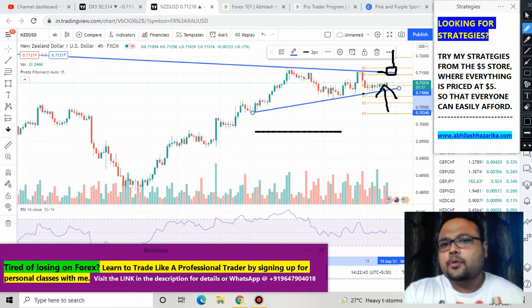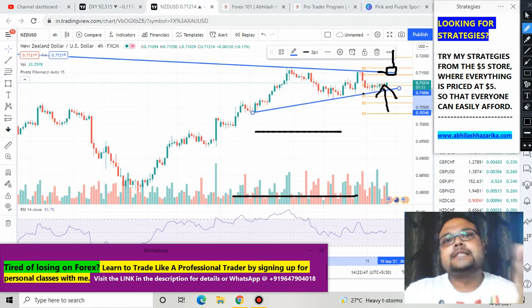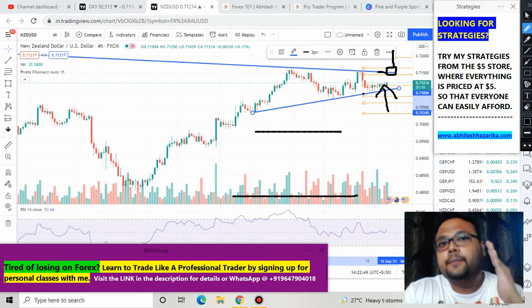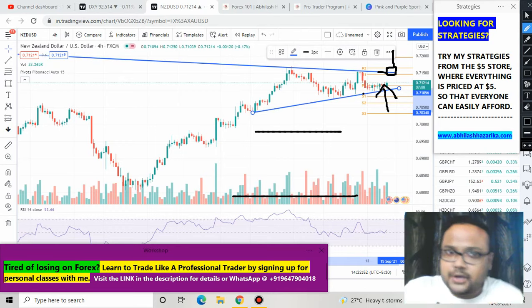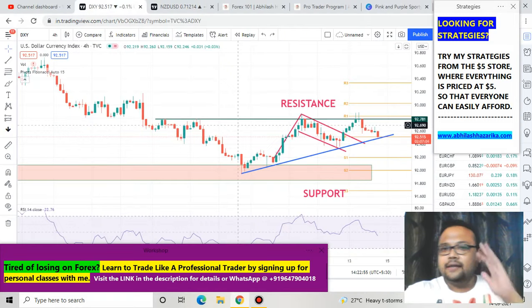Whether it is support or resistance doesn't matter. Just keep in mind that support and resistance levels are not permanent, they are temporary. So confirmation is always important. So keep your eyes on the chart of DXY and trade accordingly.